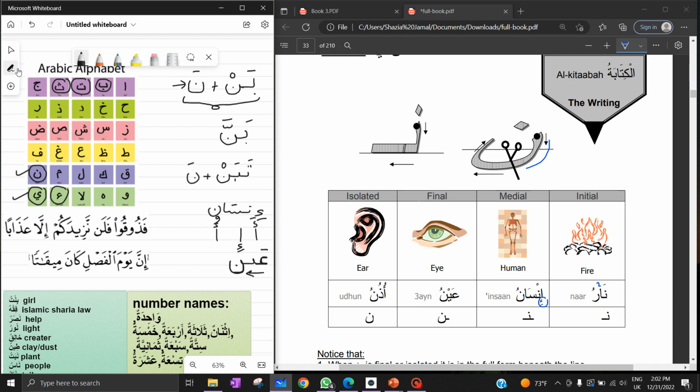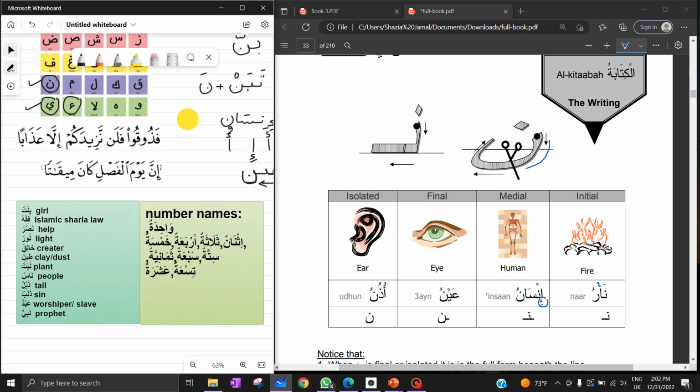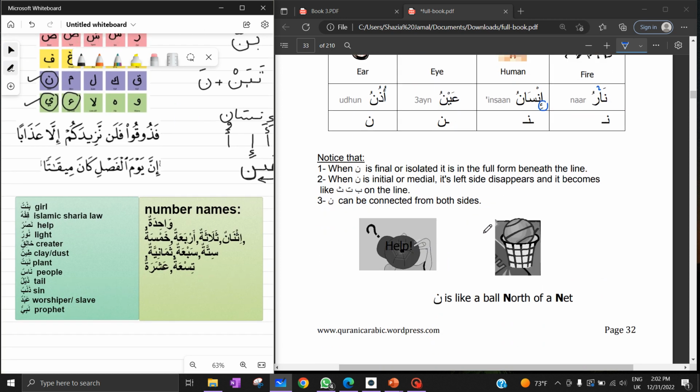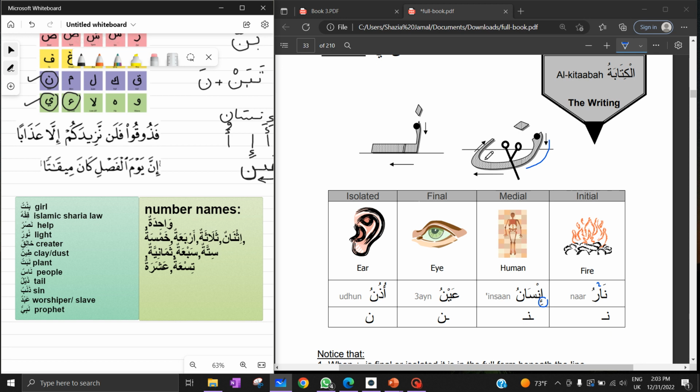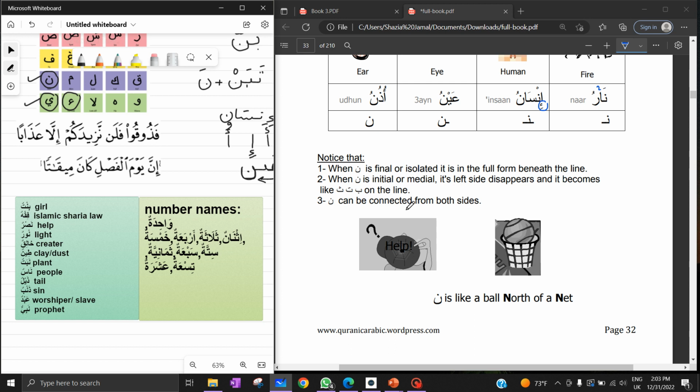So let's see. Udhun means ear. So let's come to the vocabularies or important points for noon. When noon is final or isolated, it is in the full form beneath the line. It is just below the line, not always beneath the line, just below the line. When noon is initial or medial, meaning at the start or in the middle, its left side disappears and it becomes like ba, ta and sa. As I told you, this side disappears and it is similarly written as ba, ta and sa. Noon can be connected from both the sides.